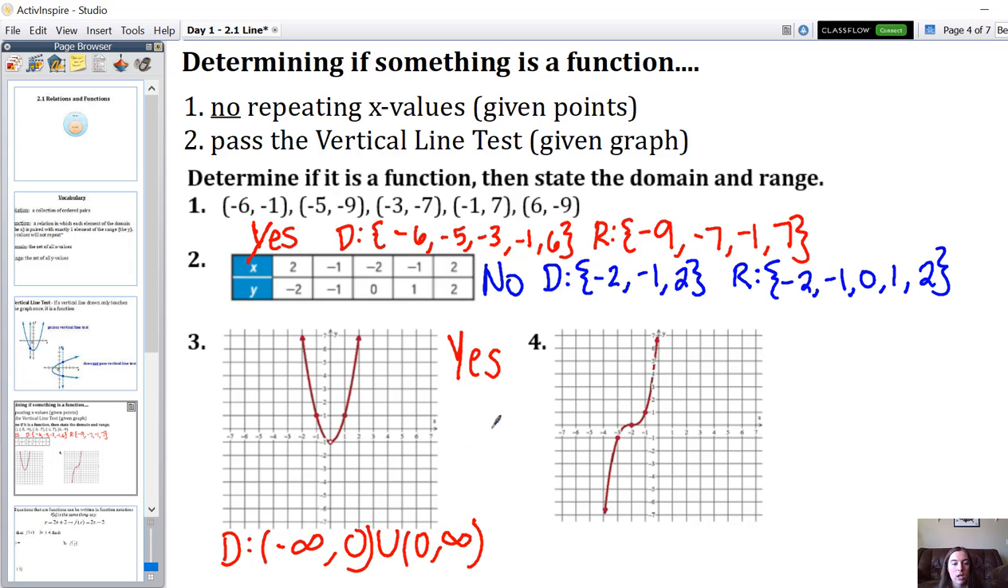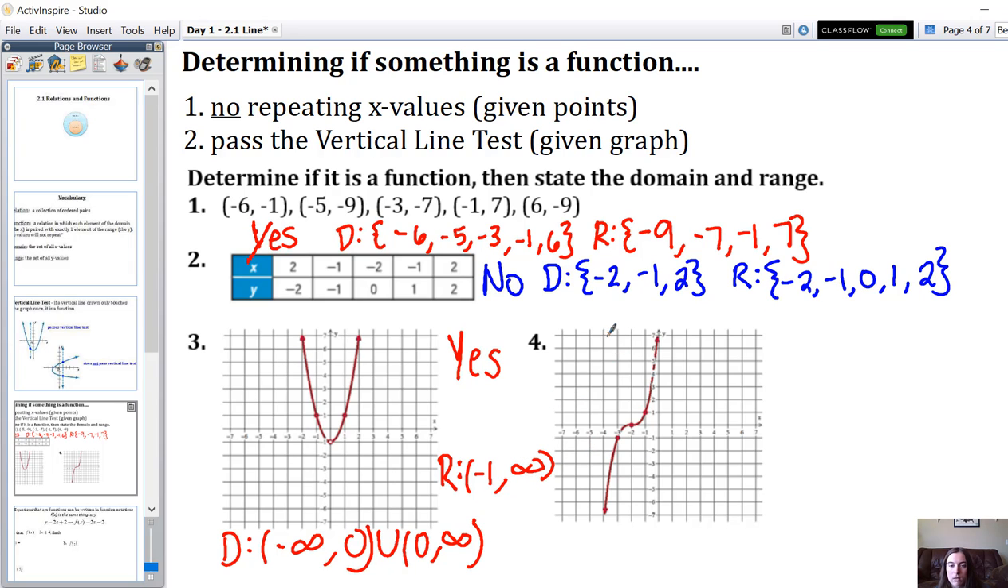Then our range is the y values, so it's how low the graph gets to how high it gets. So the lowest that this graph gets is right here at -1. Again, there's a hole there, so I'm going to use parentheses. My lowest number is -1, and then we have arrows pointing upward forever and ever so we're going towards infinity.